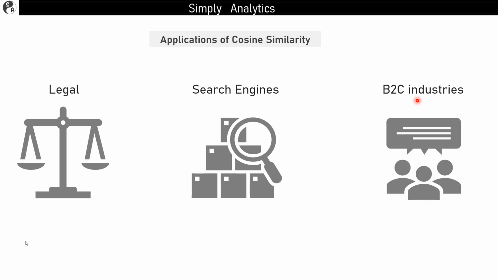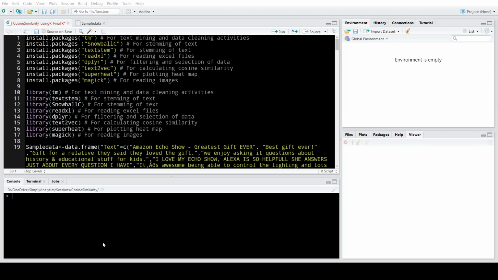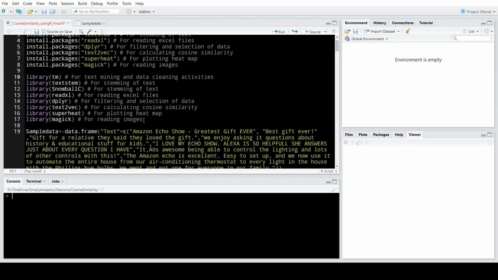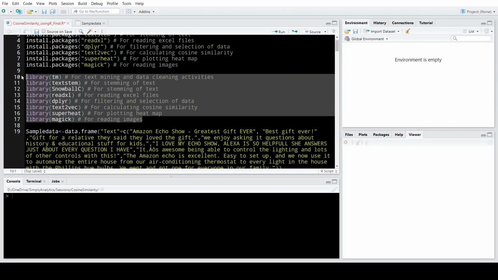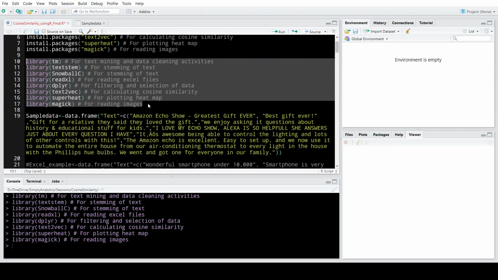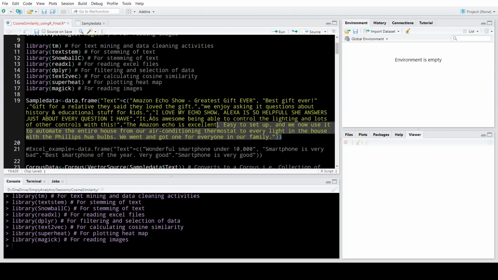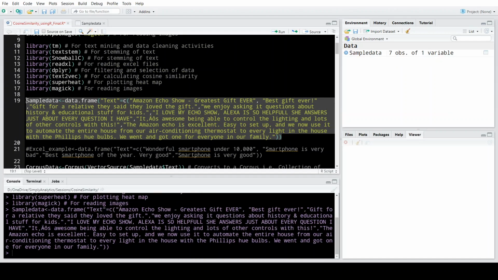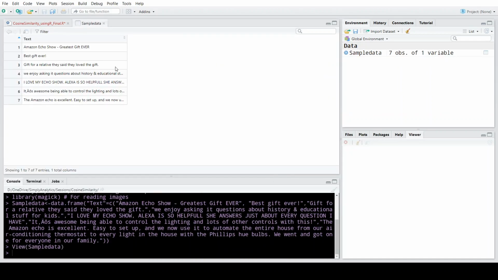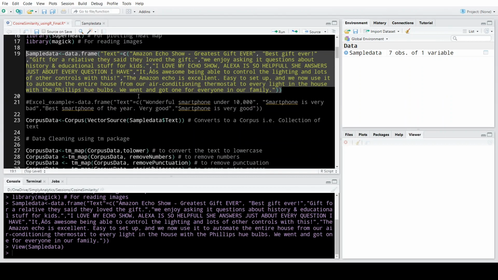Okay, having gone through the concept and applications, let's quickly jump into the code. First, we'll install all necessary packages required for reading Excel, filtering, data cleaning, and calculating Euclidean distance and cosine similarity. We will now take sample data consisting of 7 reviews of an Amazon Echo product. With these 7 reviews, we are going to see which reviews are similar by Euclidean distance and cosine similarity methods. At the end, you will understand why cosine similarity makes much more sense than Euclidean distance.